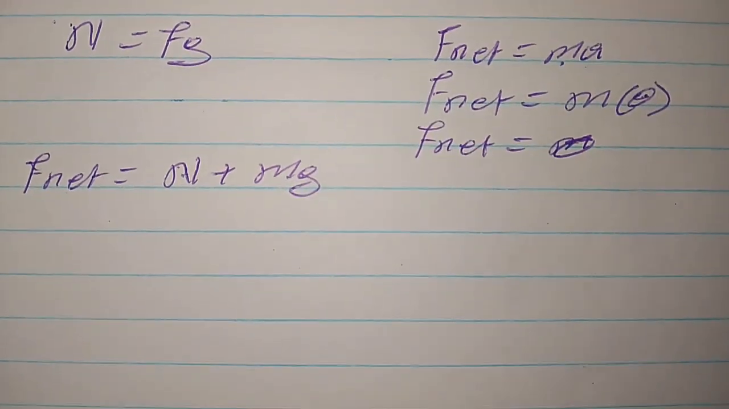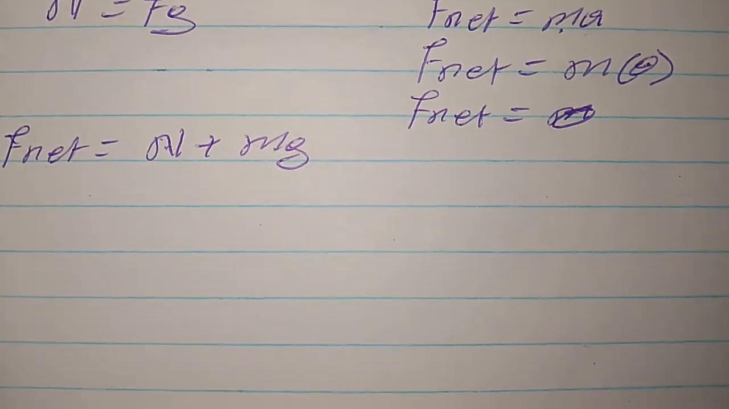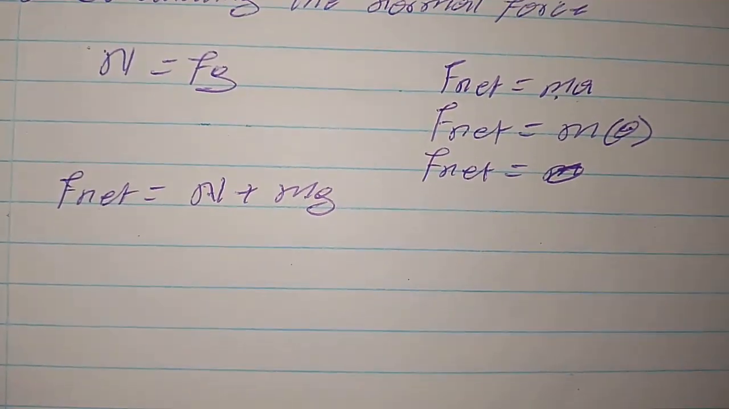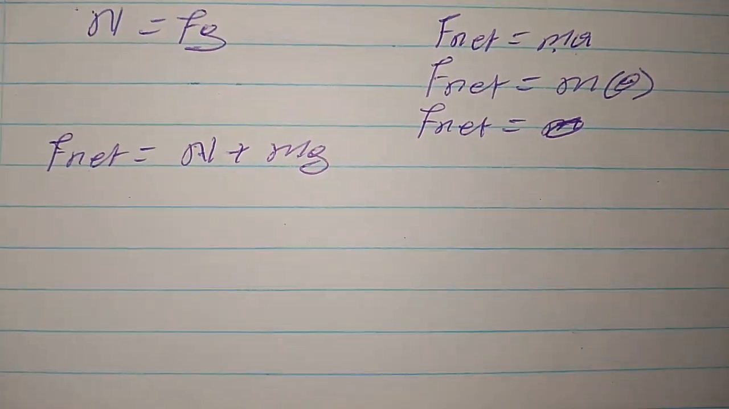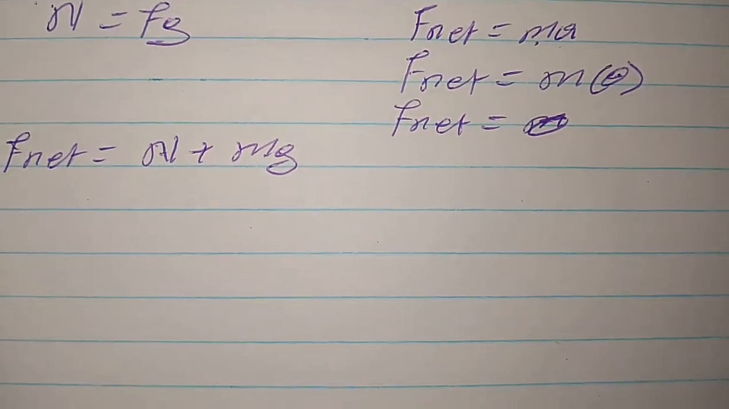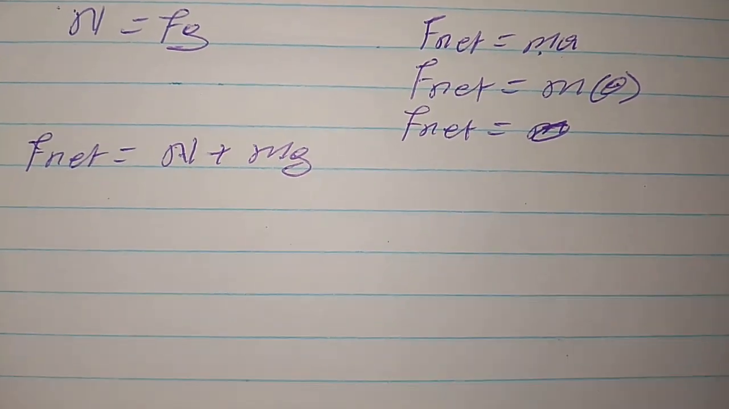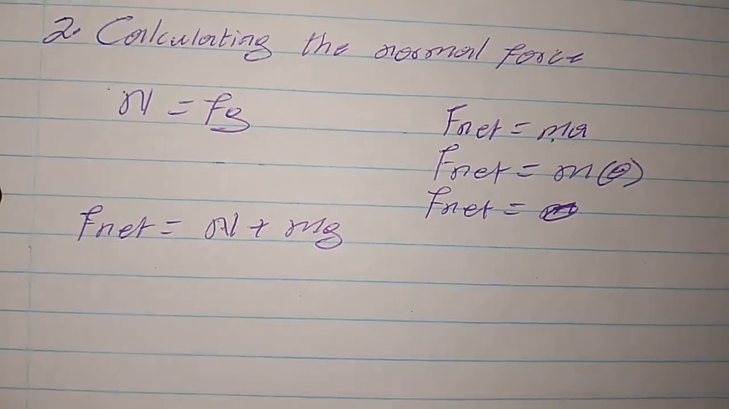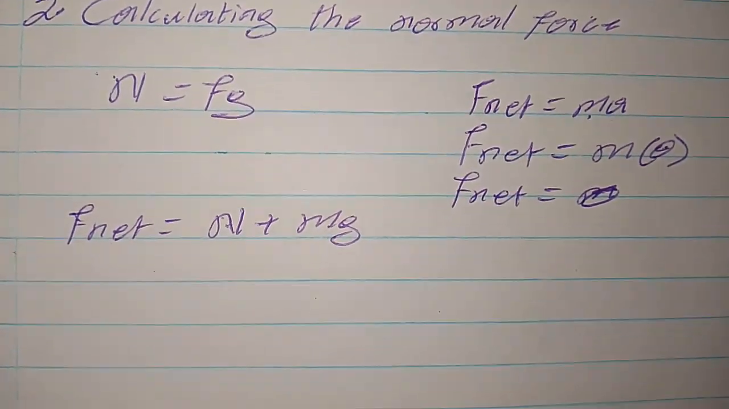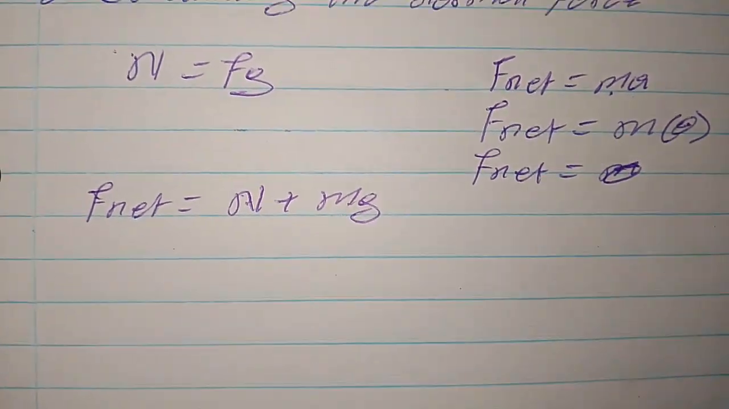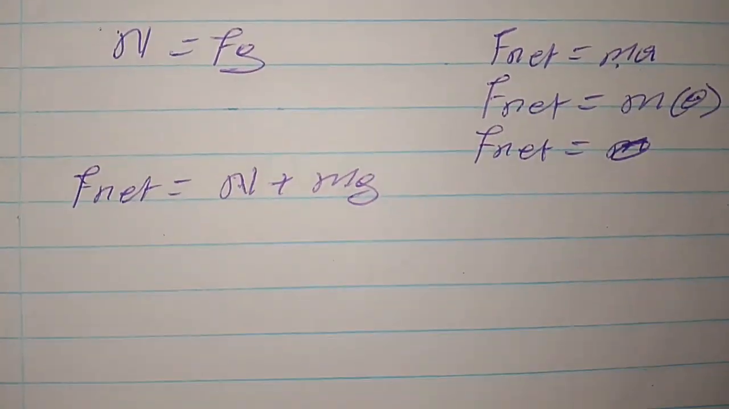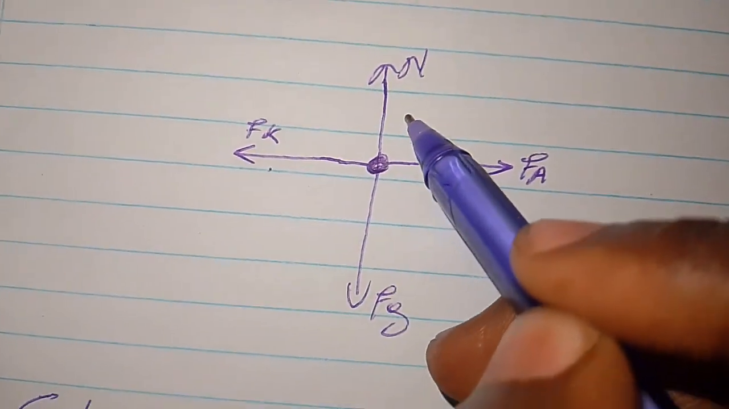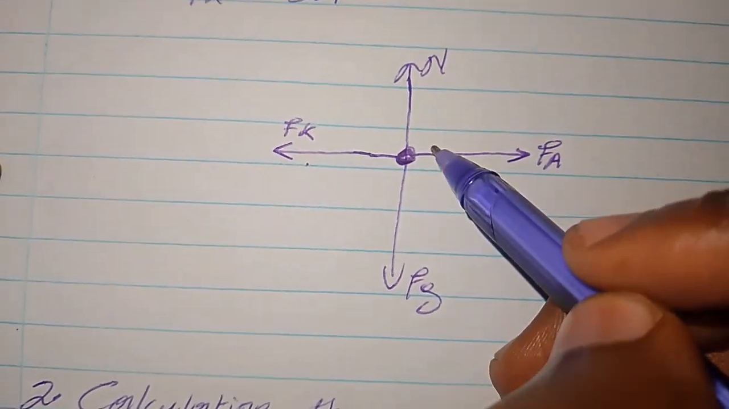And then now we need to choose direction, because in physics or in physical science, it is either you take right as positive or negative, left as positive or negative. Same applies to up and down. So to make our life easier, we are going to take down as negative and up as positive. And then we come back and look at our free body diagram.